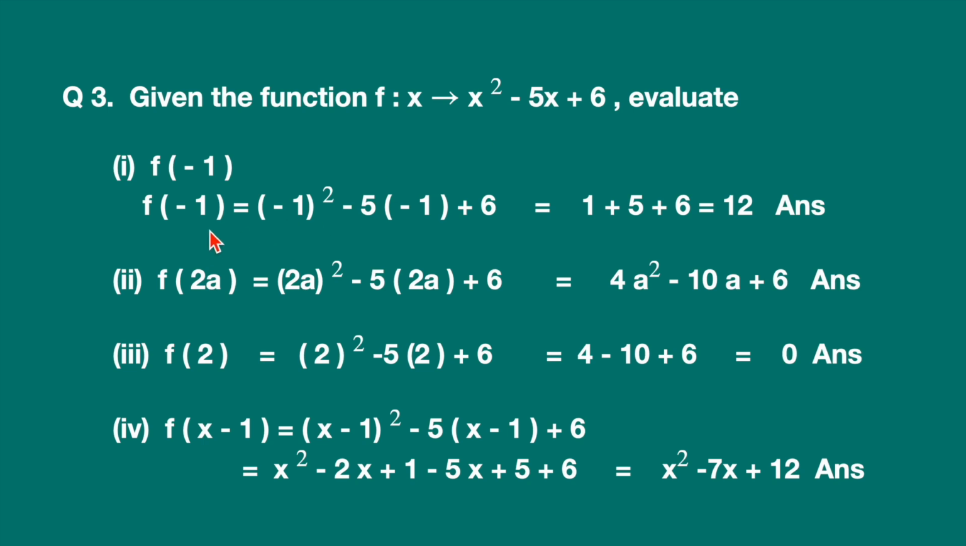So it becomes f of minus 1 is equal to minus 1 whole square minus 5 into minus 1 plus 6. So here in place of x, minus 1, in place of x also minus 1. Now evaluate this. This becomes 1 plus 5 plus 6, that is 12.